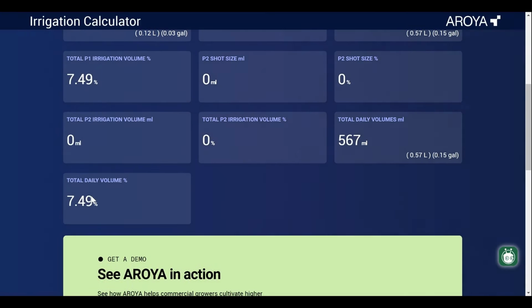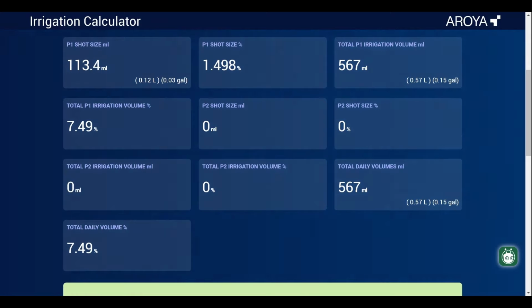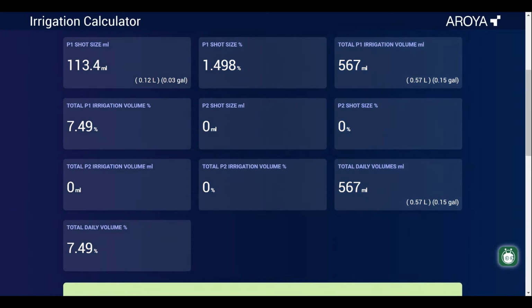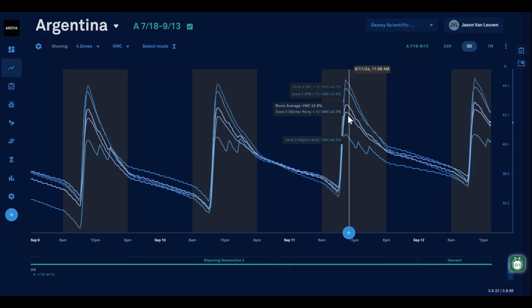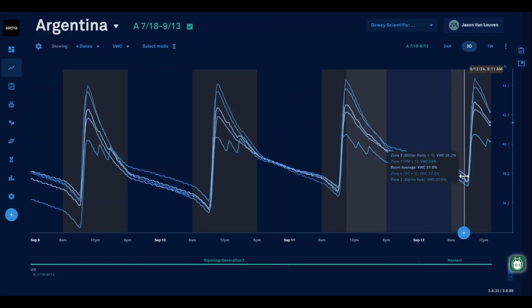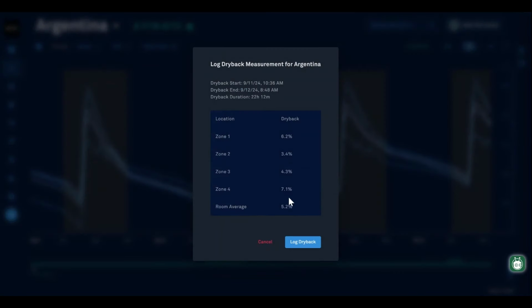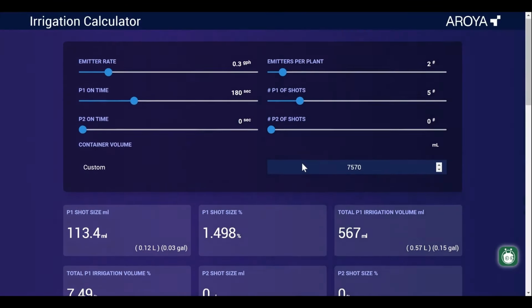Nice generative strategy. In this case, we're at 7.49% of our total volume. That means in our highest pot here, or our thirstiest pot, our plant that's drinking the most at 7.1% dryback, we'd have about 0.3% runoff, right? And like I said, the best practice is to do this full feedback.